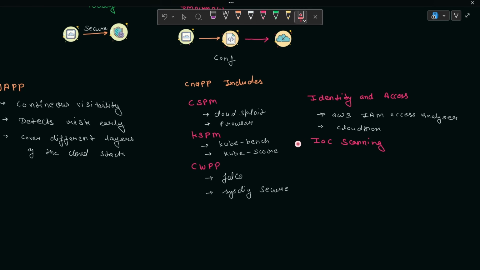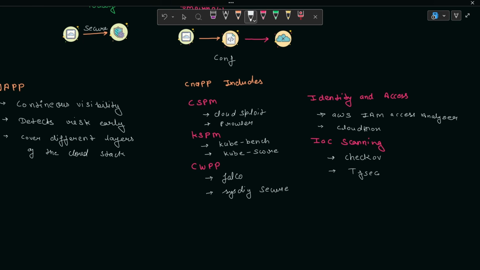In Infrastructure as Code scanning, we scan Terraform, CloudFormation, and other IaC files. We detect security issues before deployment. For this, some of the tools we have are Checkov and TFSec. For now, if you are not able to understand these tools, don't worry. In upcoming videos, we are going to discuss these tools in great detail with practical demos. I have already created a video on Cloud Exploit. I will mention that in the description.